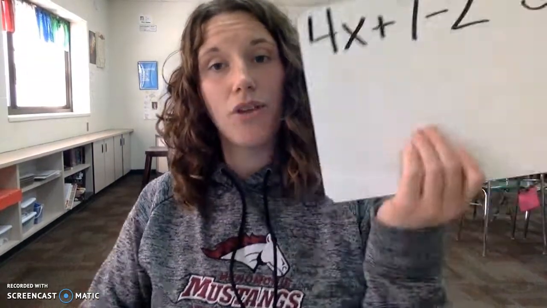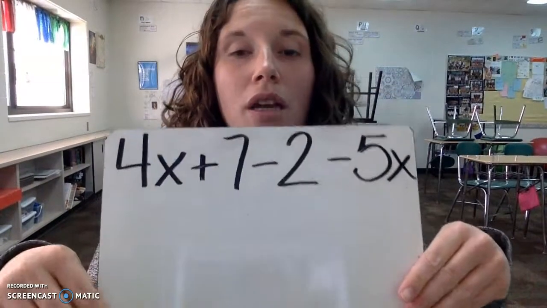Let's do 4x plus 7 minus 2 minus 5x. Some of you are not thinking that this is complicated. It can be very complicated. You can add things with exponents in it too.